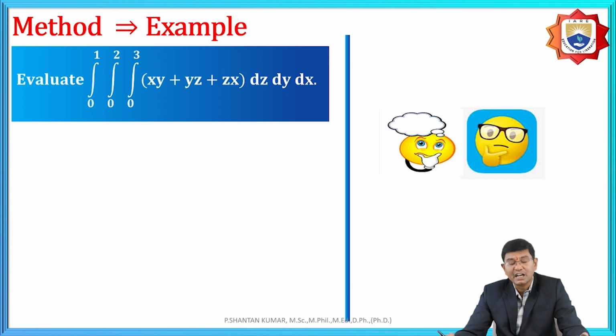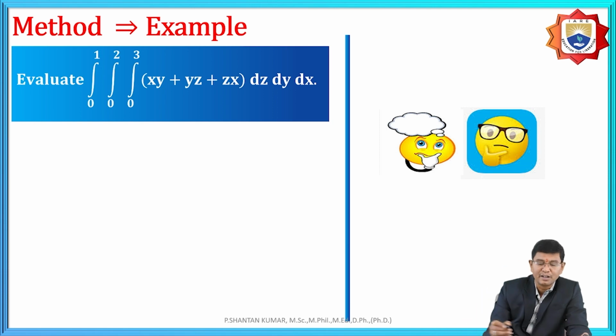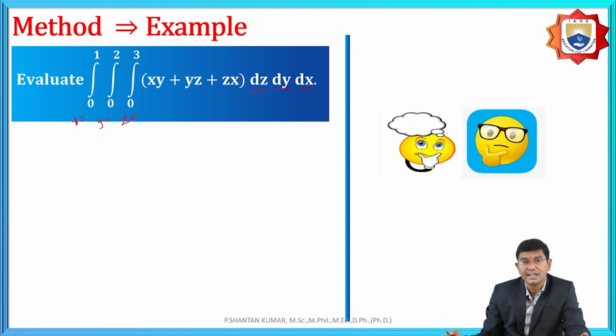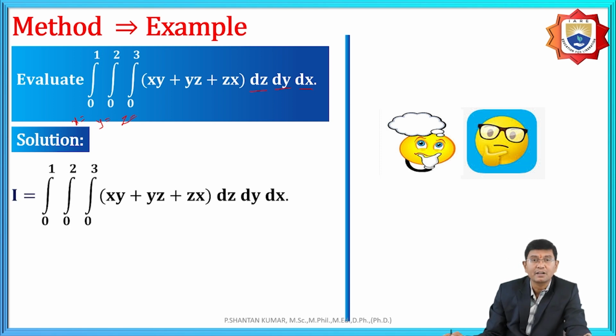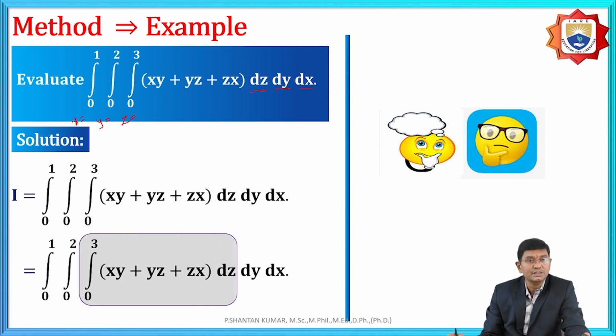Same here also, but we can't say this is the solution directly without doing the problem. We need to do it according to the steps. The integration is dz, dy and dx. First, we give the priority for z, then y, then x. First, integrating with respect to z, x and y are constants. The first term is xyz, the second term is yz, integrating with respect to z gives z square by 2, and the third term is zx, that means x into z square by 2. The limits are z equal to 0 to 3.